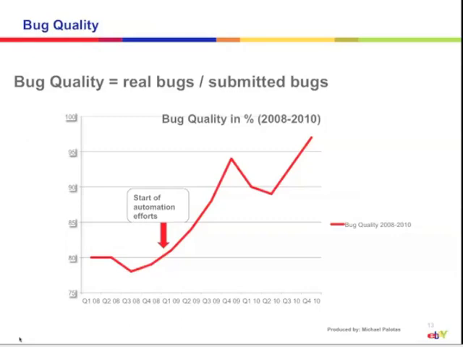We measure bug quality for the guys that write bugs, and bug quality is basically, out of 100 bugs, how many real bugs did I find? So if I submit 100 bugs, but only 90 bugs actually result in a code change or are a real issue, then my bug quality in percent is about 90%.